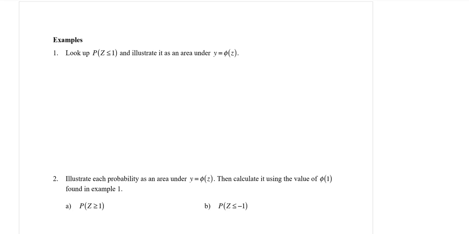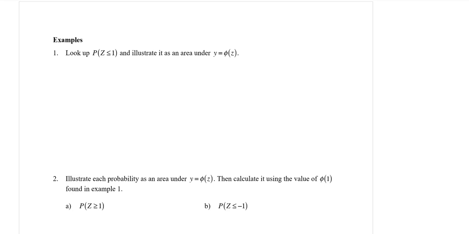Questions. Skip over the pages and pages of data. Question 1. We're going to look up P of Z is less than or equal to 1 and illustrate it as an area under our phi curve.